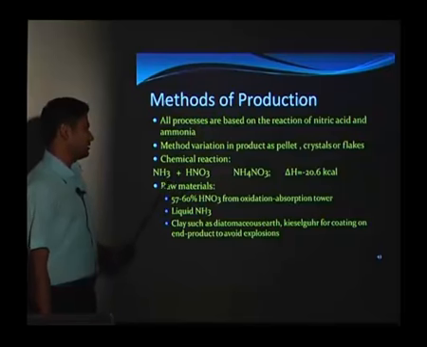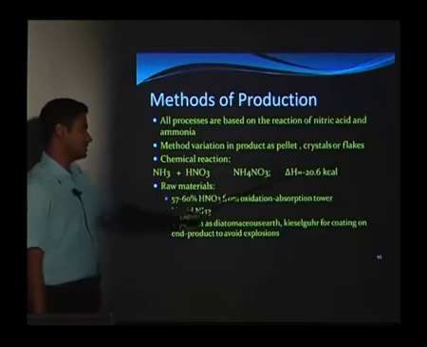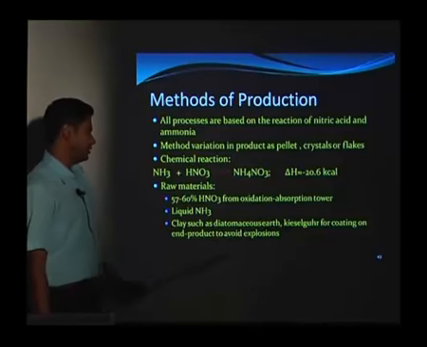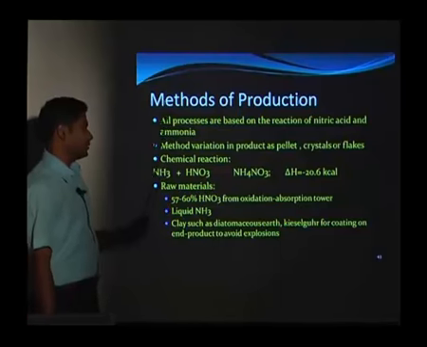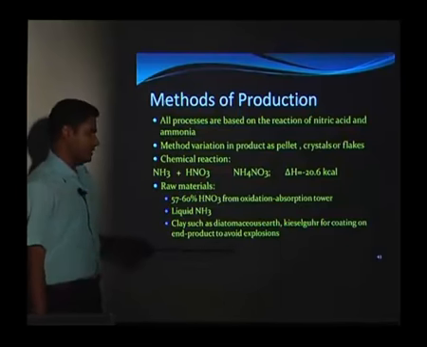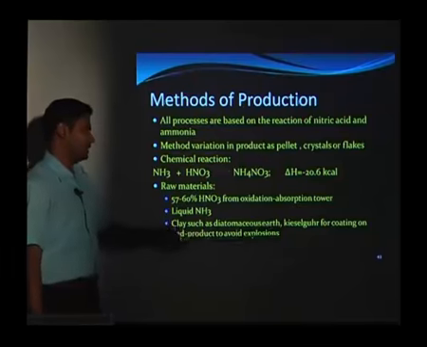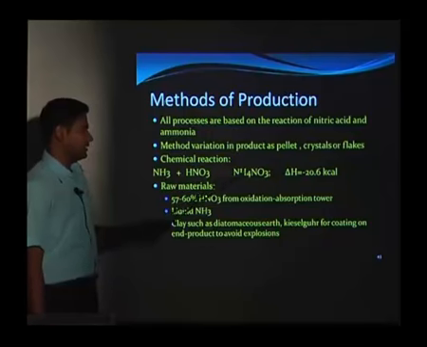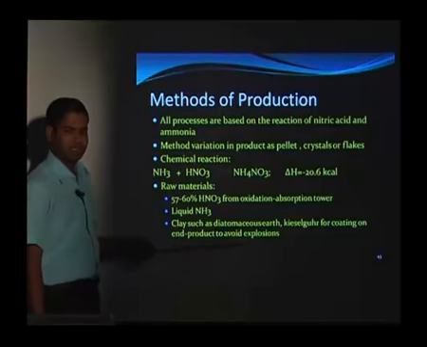The chemical reaction is simple. Ammonia and nitric acid give ammonium nitrate with the evolution of heat. The raw materials are 57 to 60% nitric acid from the oxidation absorption tower, then liquid ammonia, then clays such as diatomaceous earth and kieselguhr for coating the end product to avoid explosion. Ammonium nitrate is highly explosive, so the final product which we get, we have to coat. You can find in every process flow diagram that as soon as we get the ammonium nitrate, we coat it with diatomaceous earth in order to avoid explosions.